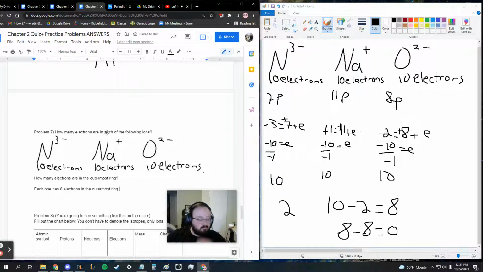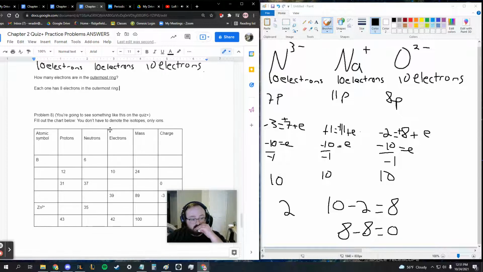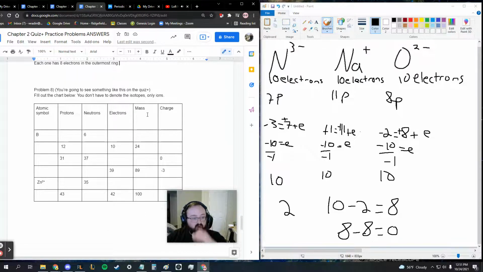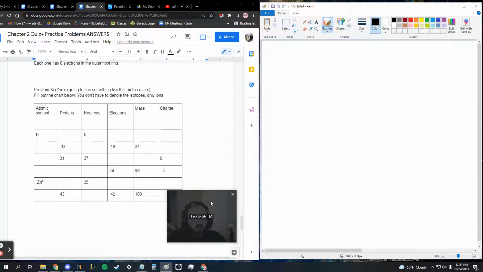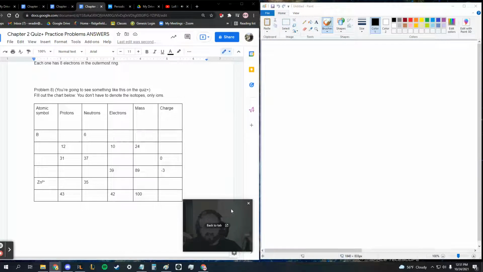And this is very important. Again, we're going to get to it, but it's important to know how many electrons are in that outermost ring. All right, problem 8. I'm saying this, you're going to see something just exactly like this. It's going to be different numbers, obviously, but you will see something like this on your quiz. You got to know, how do I do this?